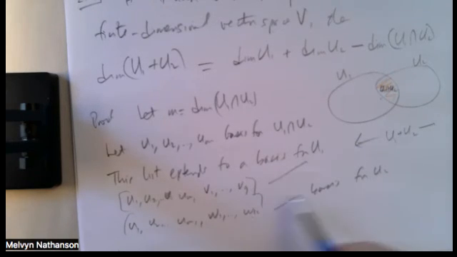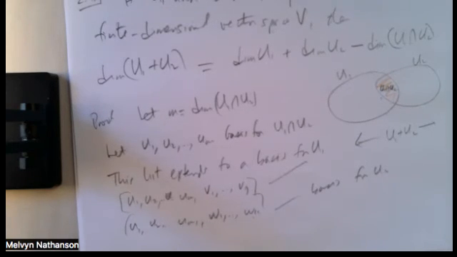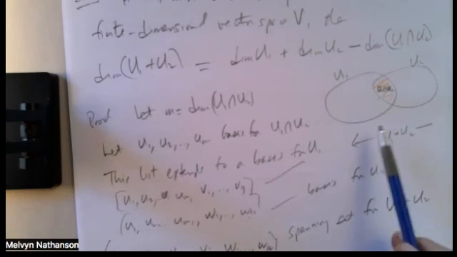So take the union of all these vectors. I have u1 to u sub M, v1 up to v sub J, w1 up to w sub K. This is a spanning set for U1 plus U2, because every vector in U1 and U2 is a linear combination of vectors here, and so yeah.